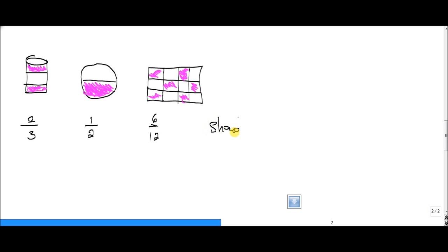So this is the shaded, and the unshaded portion would now be 1 part out of 3, and this would be 1 part out of 2, and this would be 6 parts out of 12. So for the shaded we have 2/3, the unshaded a third, shaded a half, unshaded a half, shaded 6/12, unshaded 6/12.